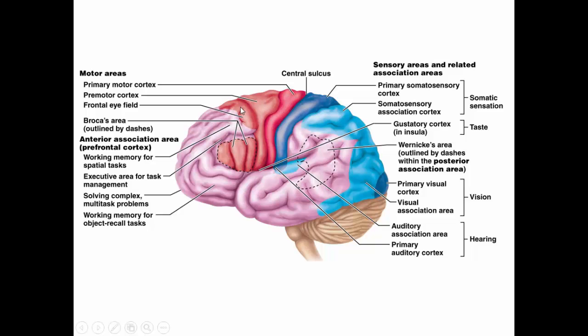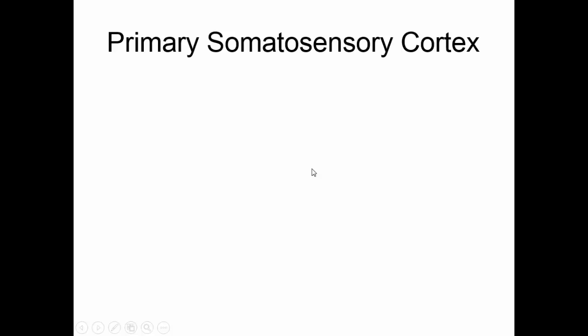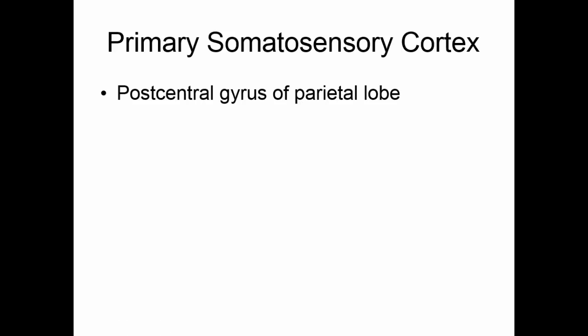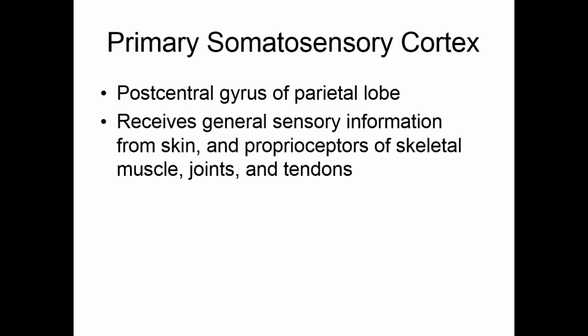In front of the central gyrus, we were primarily dealing with motor function. Behind the central gyrus, we have our sensory function, with the primary visual cortex here, our auditory cortex in this area, and so forth. The primary somatosensory cortex is in the postcentral gyrus of the parietal lobe. It's going to receive general sensory information from the skin, from proprioceptors of the skeletal muscle, from your joints, from your tendons, things like that.